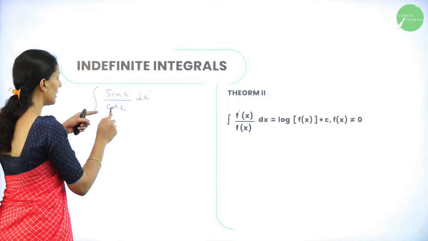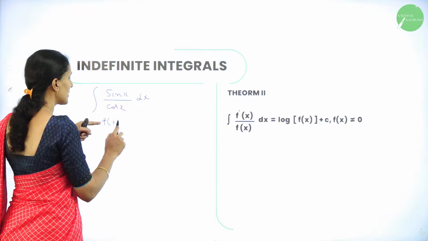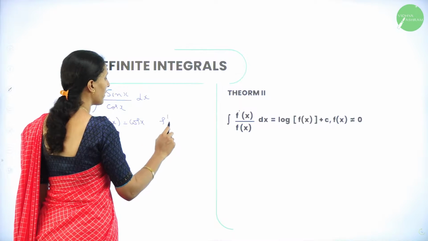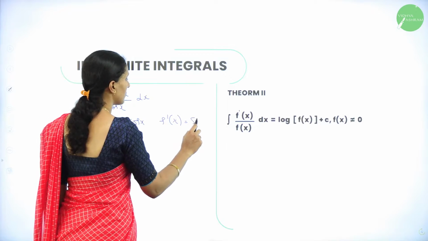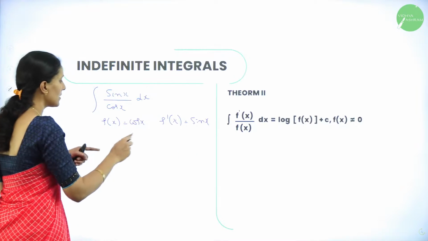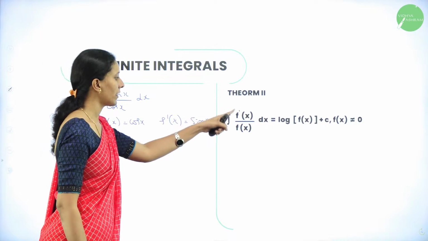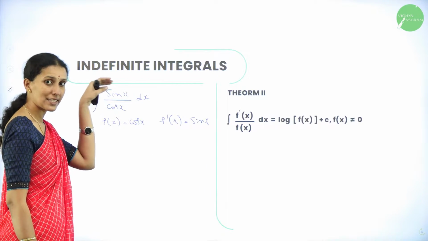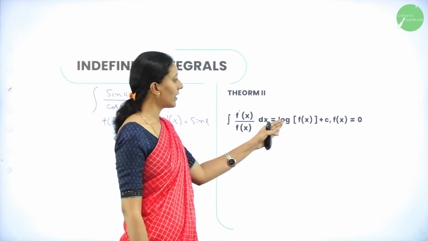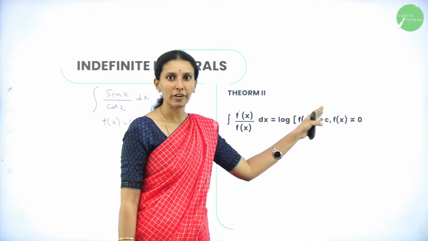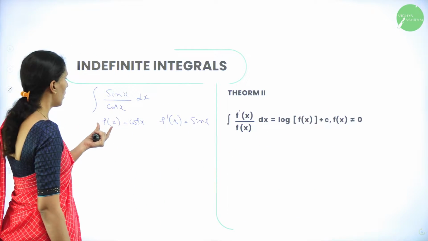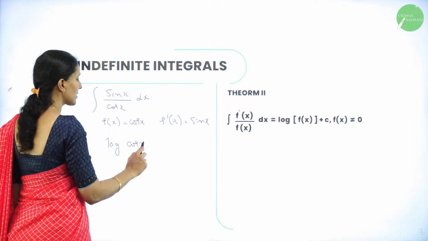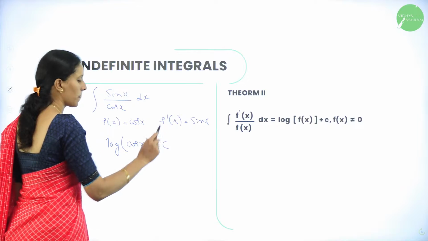So here clearly, if I take f of x is equal to cos x, then f dash of x is sin x. So now this is in the form of f dash of x by f of x. Whenever the function and its derivative is given inside the integral, it can be directly written as log f of x plus c. So here, what is this? Log cos of x plus c.